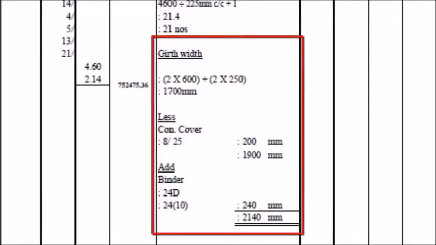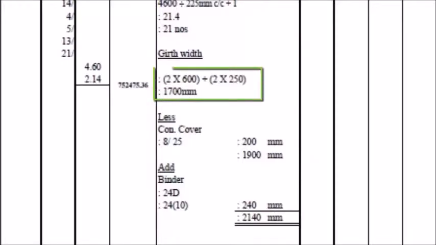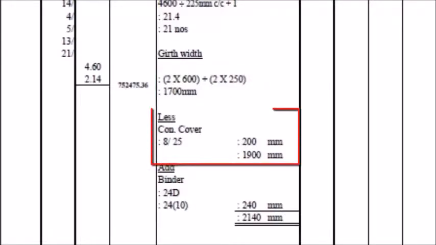So, now, we continue the calculation for girth width. To calculate the girth width, we use the formula of 2 multiplied with the depth of the ground beam, plus 2 multiplied with the base of the ground beam. Then, we must not forget to less the concrete cover.